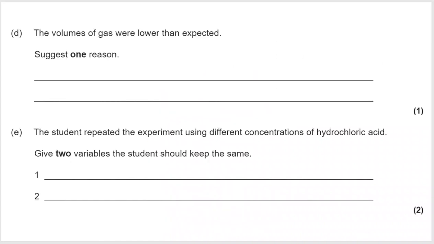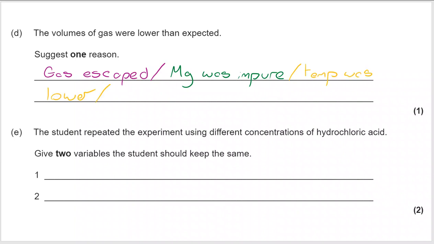Volumes of gas were lower than expected. Suggest one reason. There are many ways you can answer this question. It might be that some gas escaped and we didn't measure its volume. It may be that the magnesium was impure, so the reaction didn't go quite as far as we thought. It might be the temperature was slightly lower than we'd expected.